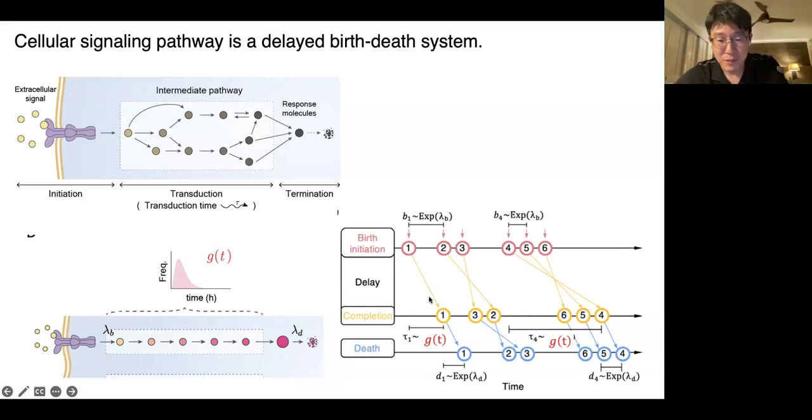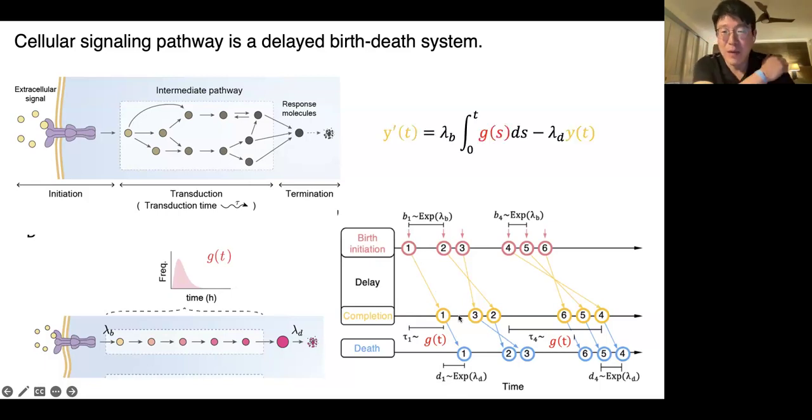And then, after this initiation happens, the time for the molecule to be generated follows this time delay distribution, and then that process occurs. And then by doing some mathematical analysis, we can show the mean of this yellow molecule following this delayed birth-death process.